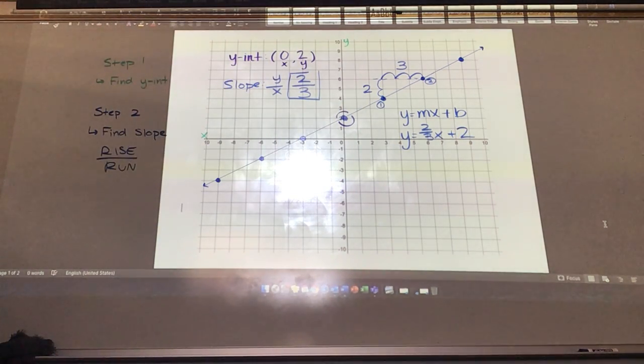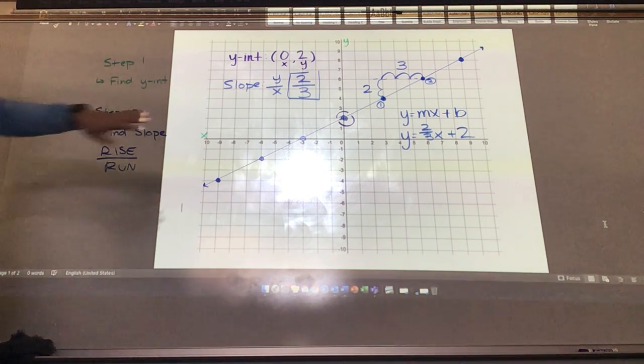I think that's the screen or something. It's the wall.